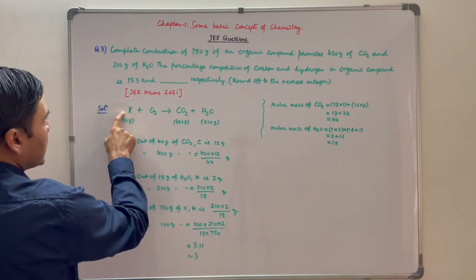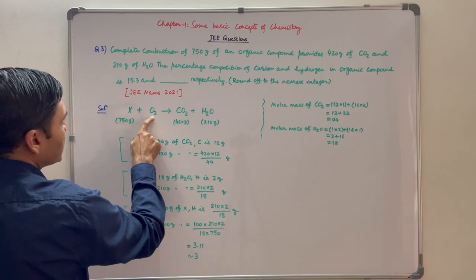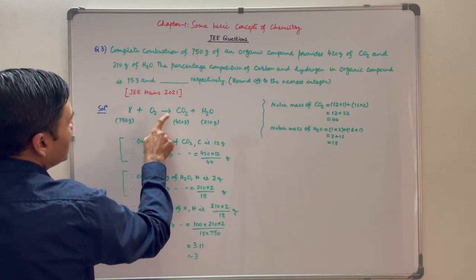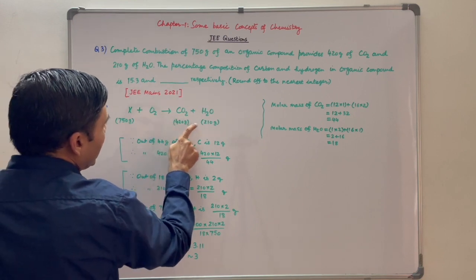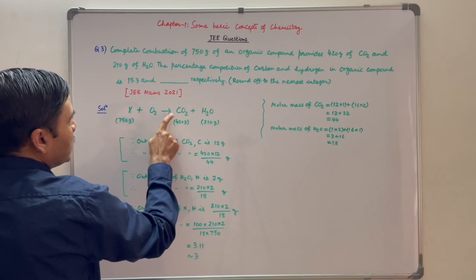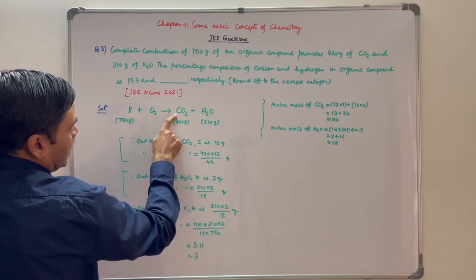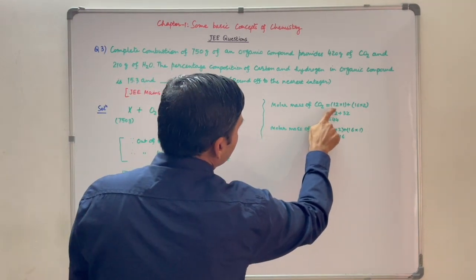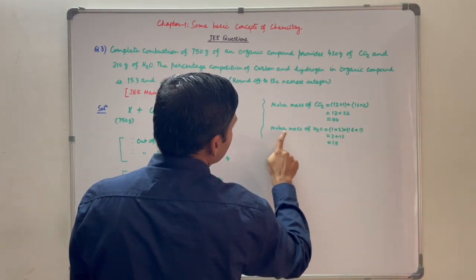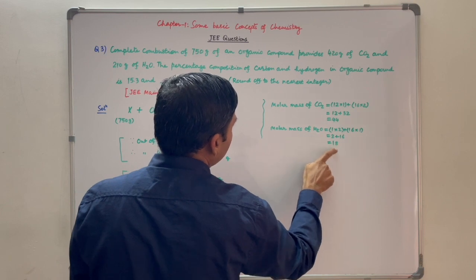Suppose X is the organic compound. Combustion means reaction with oxygen. So 750 gram of X gives 420 gram of CO2 and 210 gram of water. First, we will calculate the molar mass of carbon dioxide. So it will be 12 into 1 plus 16 into 2. That will be 44. Similarly, molar mass of H2O will be 18.